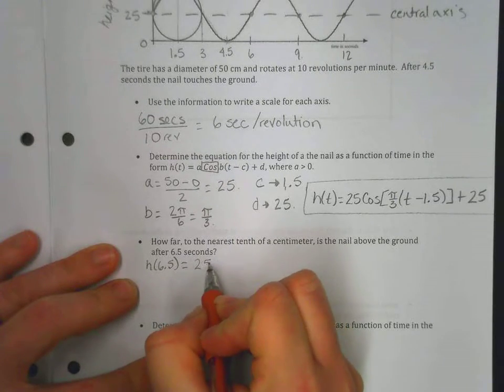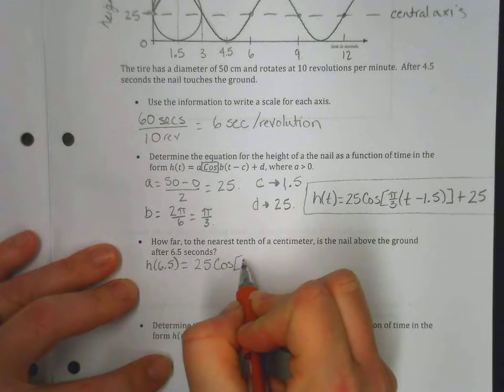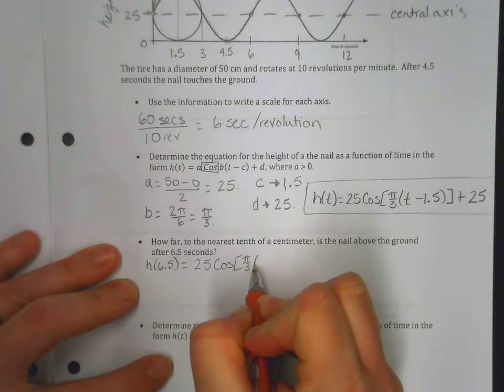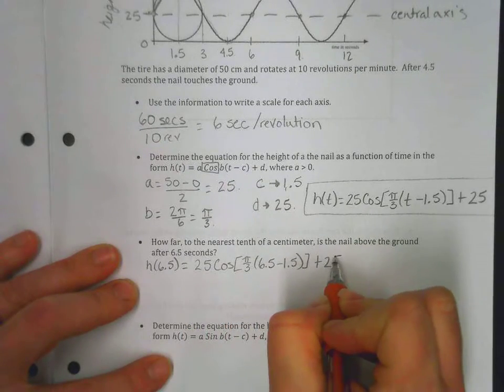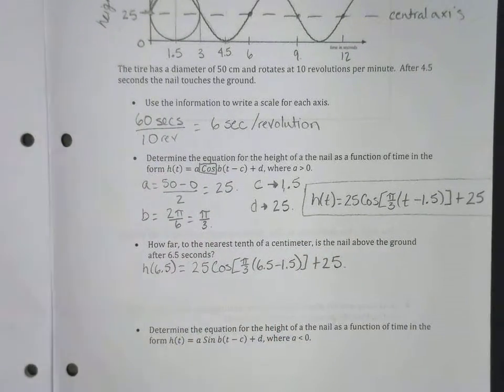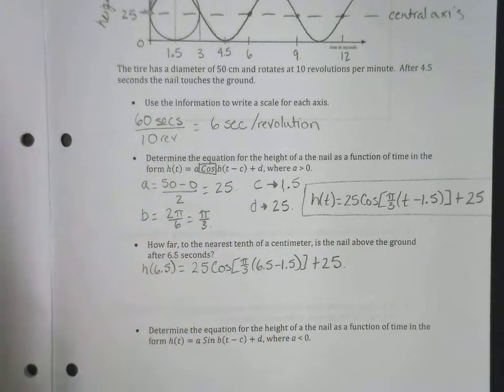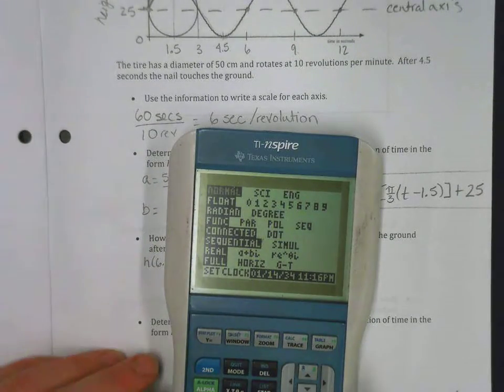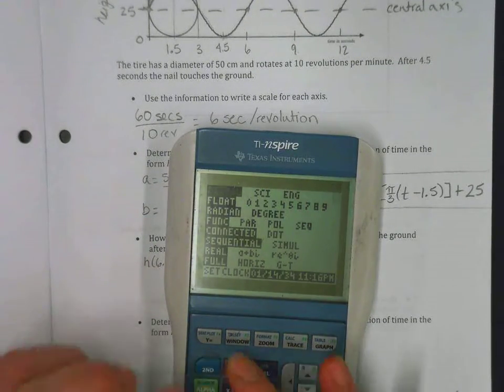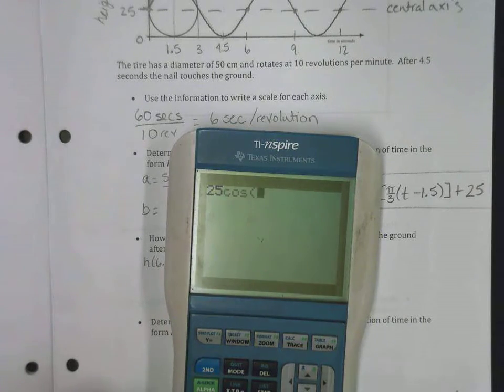So you can type this all into your calculator pretty much exactly how you see it. Make sure your mode is on radian mode, which it is. And I'm going to type in 25 cos of pi over 3. And then I need a second set of brackets, 6.5 minus 1.5. Close my 2 sets of brackets, and then I'm going to add 25. And my answer should be 37.5 centimeters.